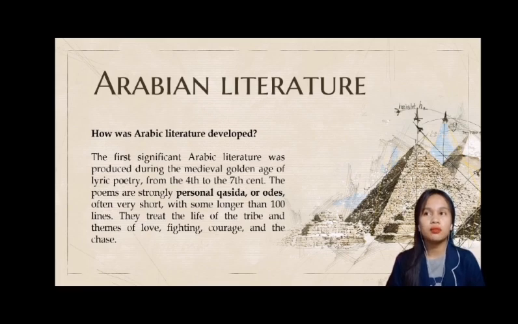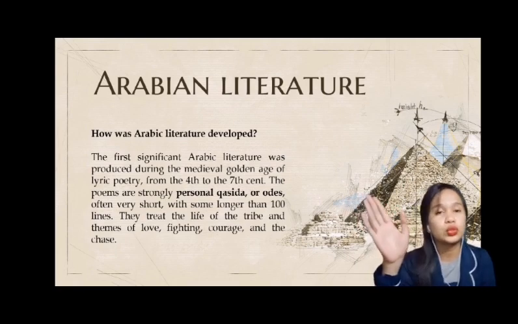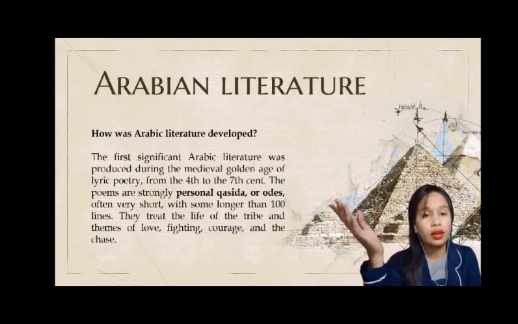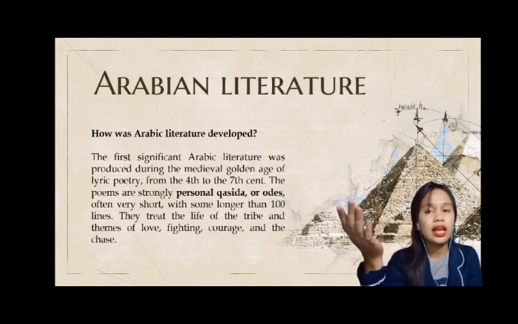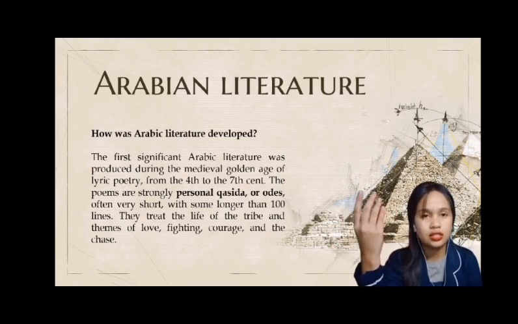So the first thing that comes to our mind when we say literature is that it is embodied in writings. So the question is, how was Arabic literature developed? The first significant Arabic literature was produced during the medieval golden age of lyric poetry. From the 4th to the 7th century, the poems were already personal qasida or odes, often very short with some longer than 100 lines. They treat the life of the tribe and themes of life, love, fighting, courage, and the chase.